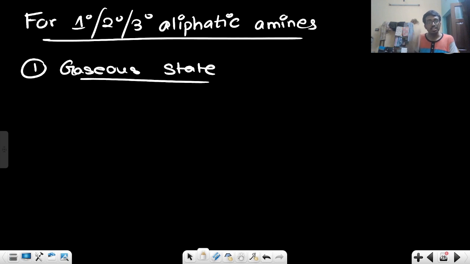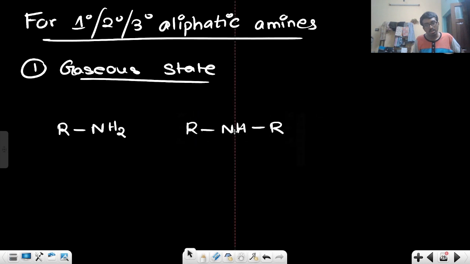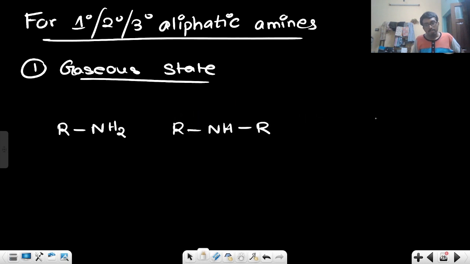Coming to aliphatic amines. See, 1 degree, 2 degree or 3 degree aliphatic amines, gaseous state. So they are in what state? They are in gaseous state. Now, if they are in gaseous state, the compounds will be R-NH2 like this, R-NH-R, and the other one will be R-N-R.